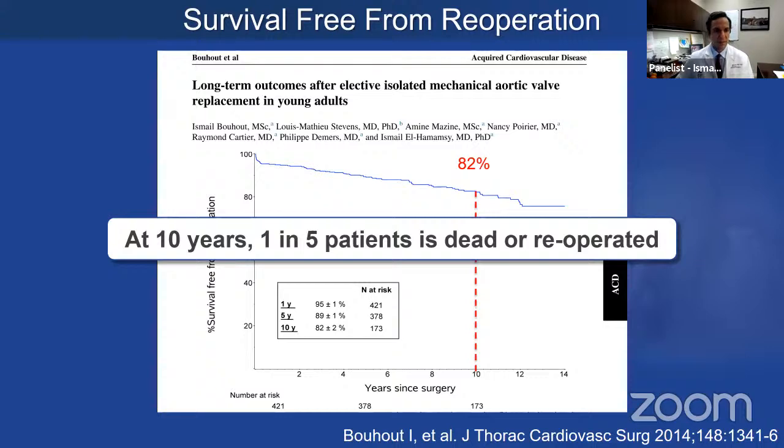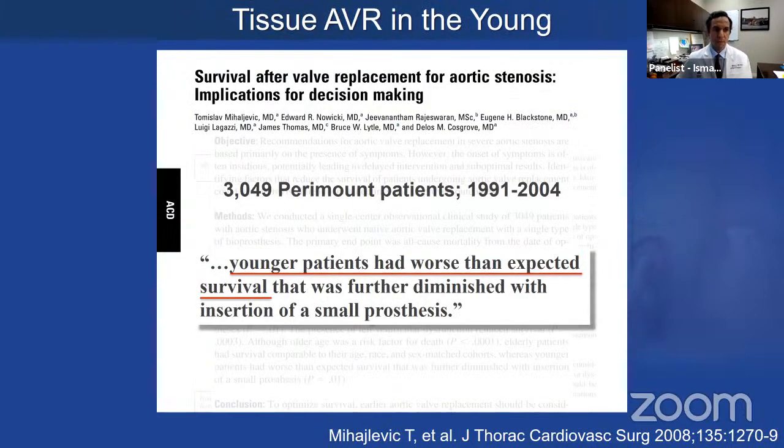Not perfect results. Well, one may argue, well, today we're putting more and more tissue valves because we can do valve-in-valve maybe in the future, and the valves have become maybe better as well. Well, this is a study from the Cleveland Clinic looking at 3,000 Fairmount valves, and their conclusions were very similar. Younger patients had worse than expected survival that was further diminished with insertion of a small prosthesis, underlining the importance of patient prosthesis mismatch in young patients as opposed to in older patients.